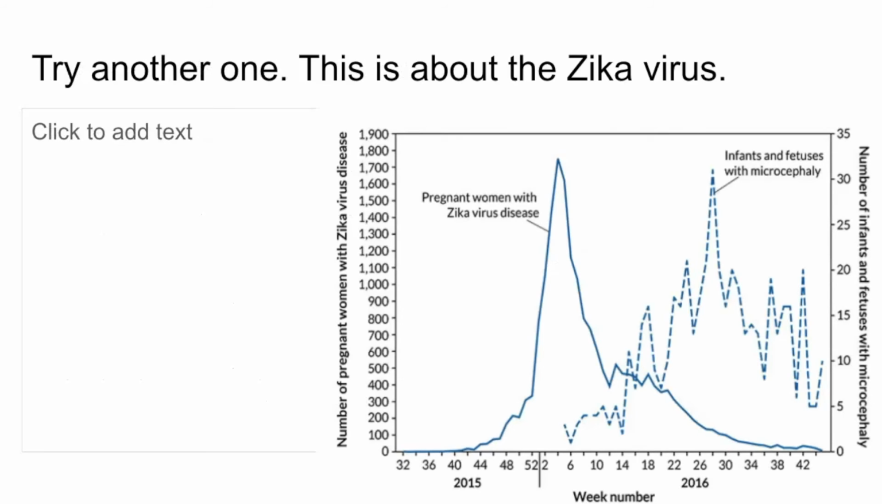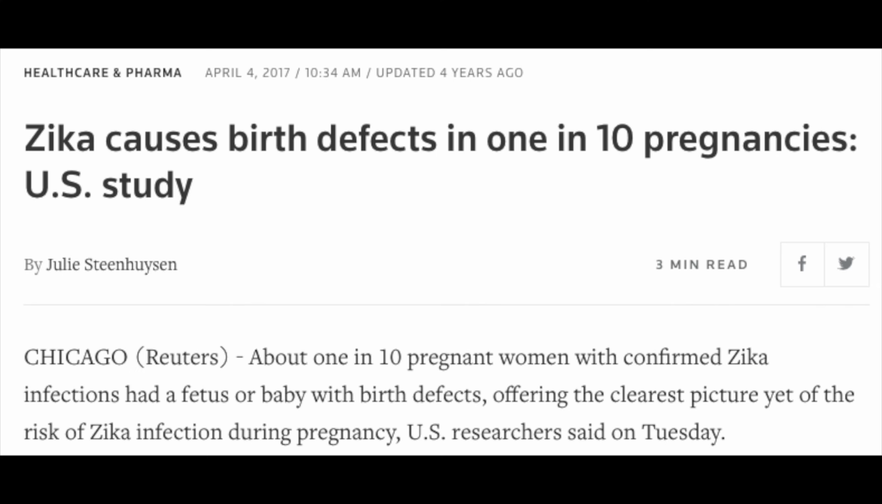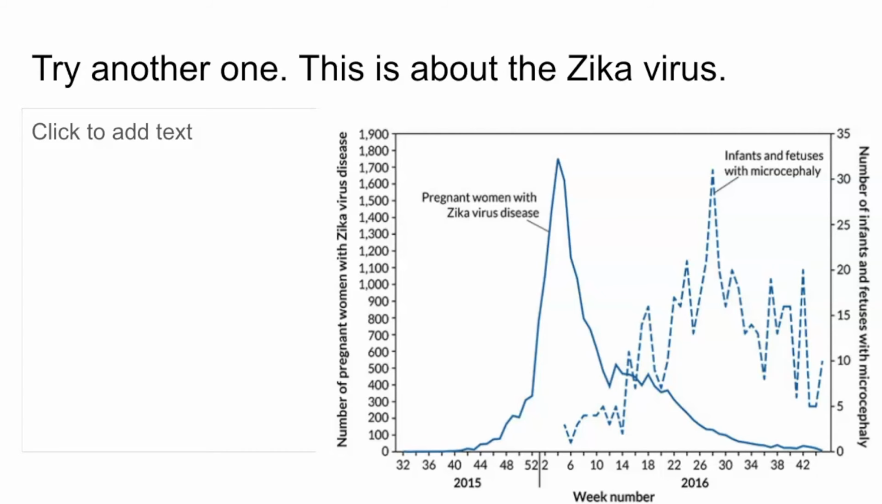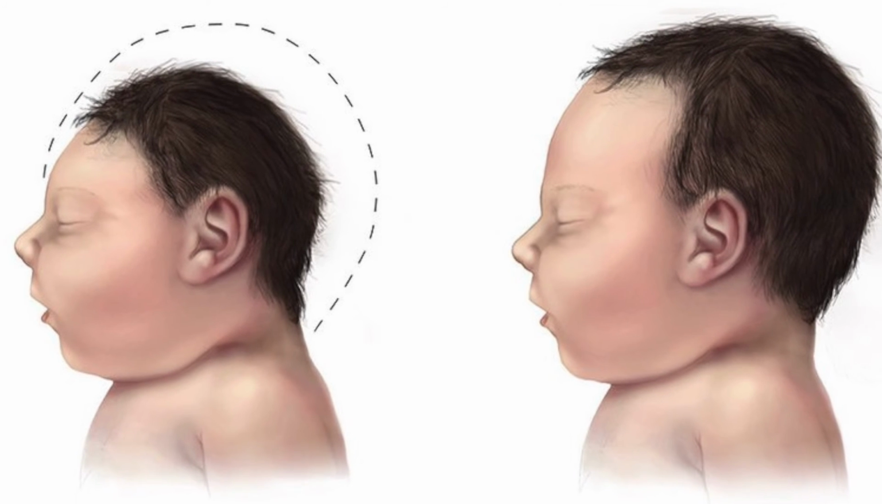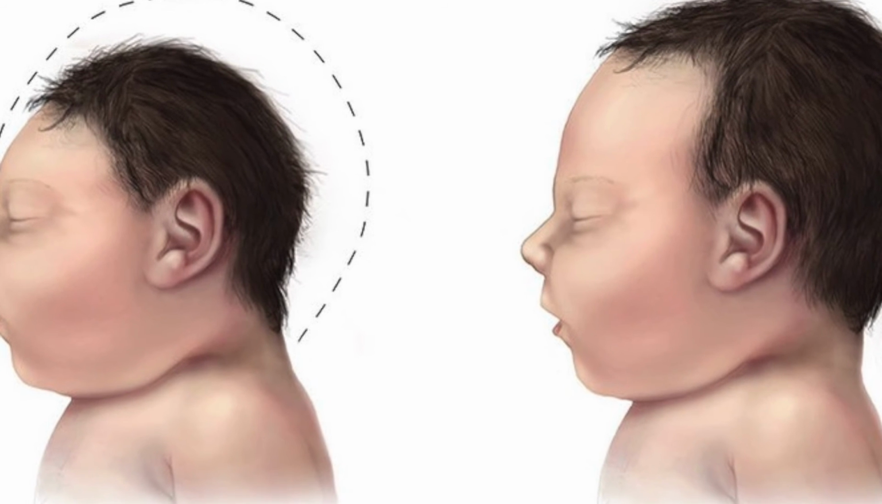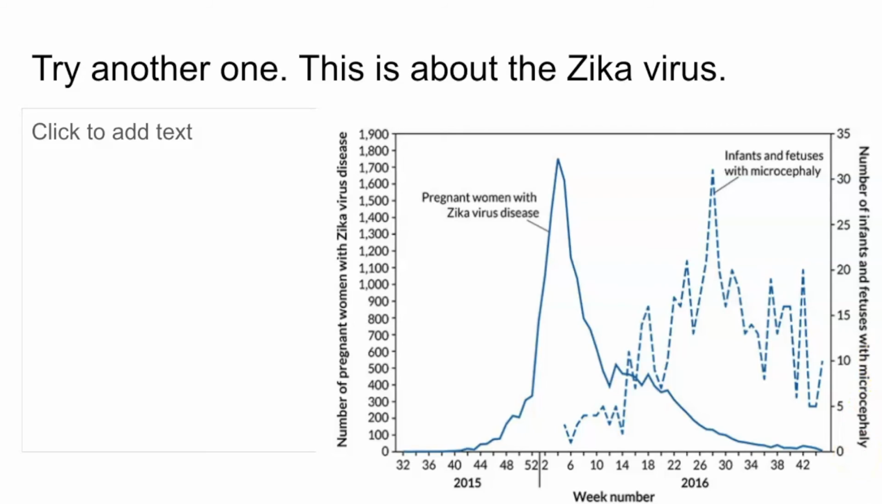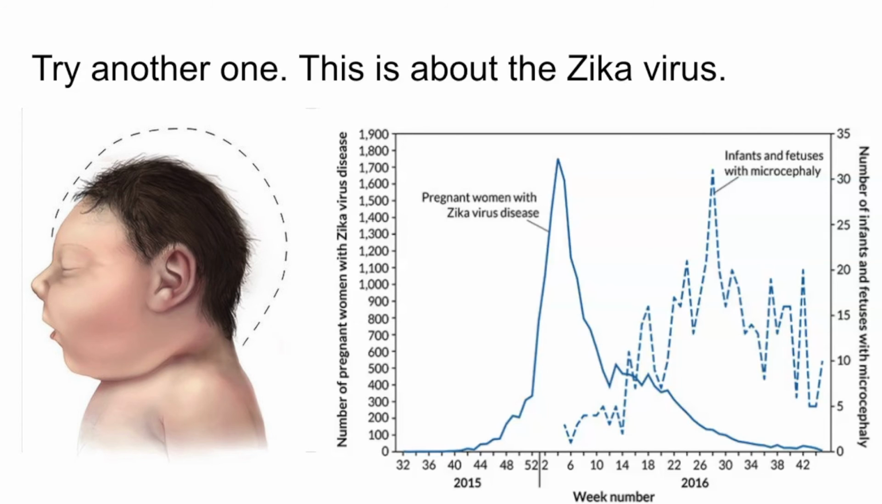Alright, try this. This is another one. This is about the Zika virus. Zika virus is a virus that came out big in the news a few years ago. 2015, 2016, we saw it popping up in various places around the world. And we have the number of pregnant women with the Zika virus and the number of infants with microcephaly. Microcephaly was a strange phenomenon when the babies were born to people who had the virus. The babies would be born with a really small head.